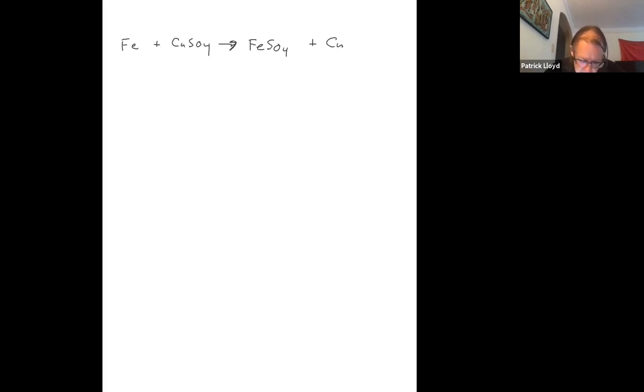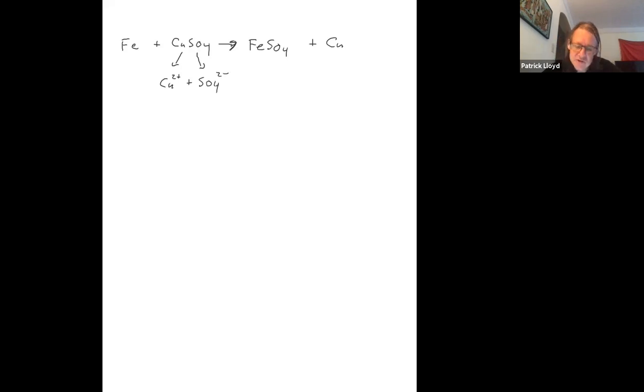Okay. So again, we just go through and assign oxidation numbers. The difference here is that we've got some compounds. So it is useful, if you want to use this method, to keep in mind that this looks like an ionic compound. So you've got copper 2, right, that's copper 2, and you've got sulfate.